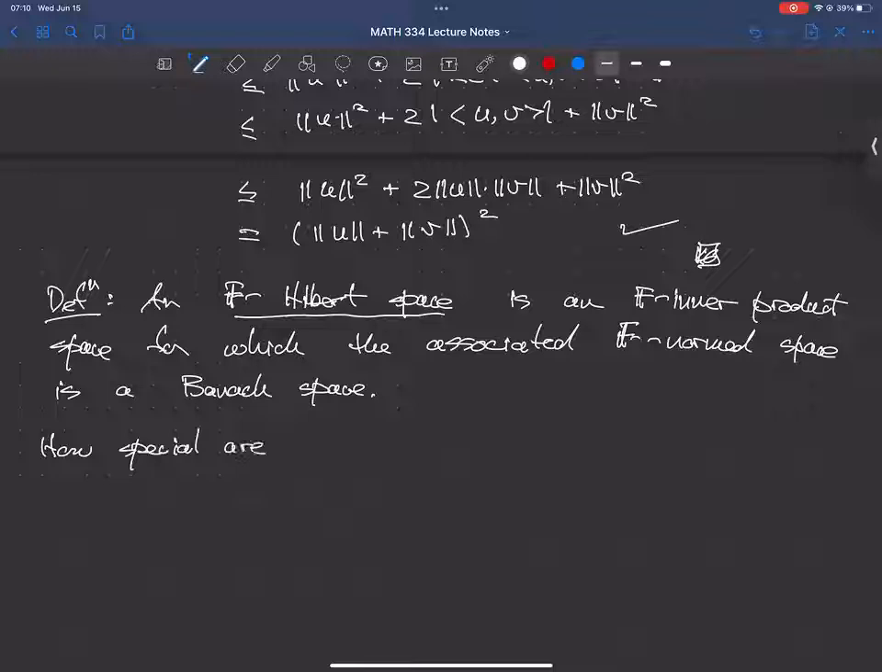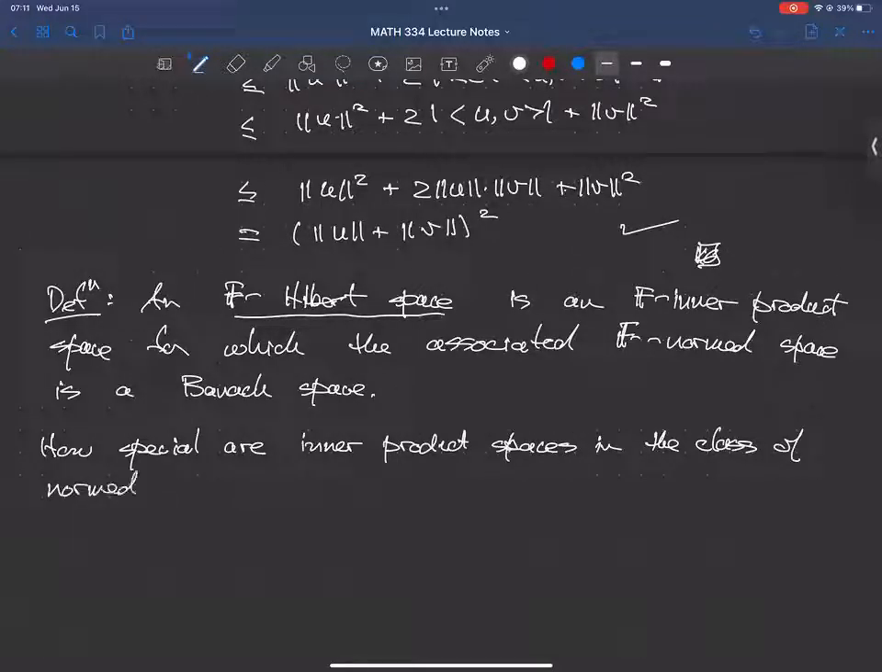How special are inner product spaces in the class of normed spaces? Okay, so should you think of most normed spaces as being inner product spaces? Very few. Well, very few is the right answer.